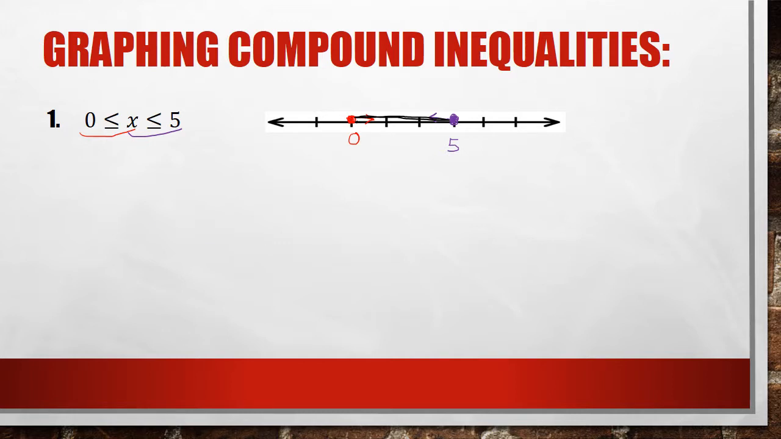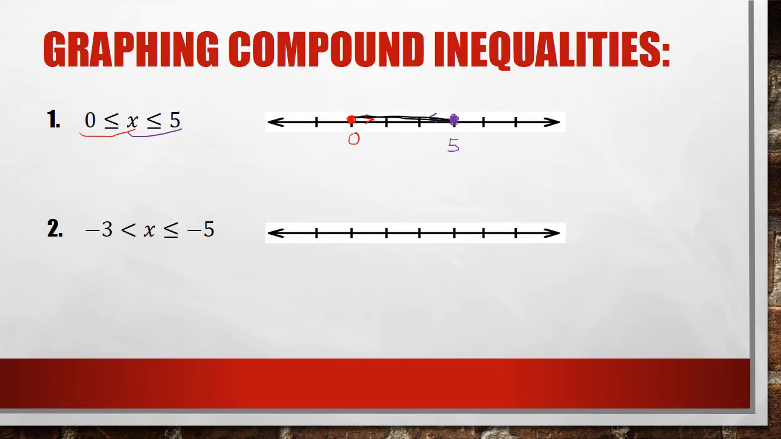Now let's take a look at the second example where we have -3 less than x less than or equal to -5. In this example, again, I have two inequalities. I have -3 less than x. That means I'm going to start with -3. I'm not including -3. I need to include every single x greater than -3. Let's put -3 here. Greater than -3. That's why I'm shading to the right of the circle.